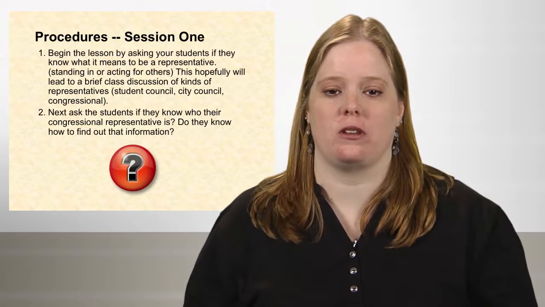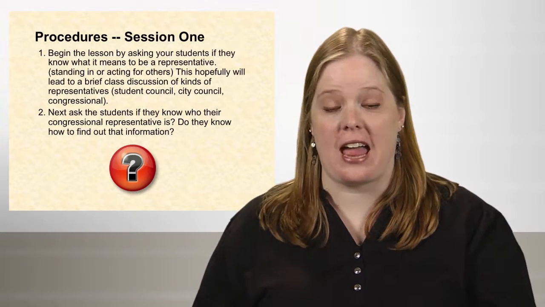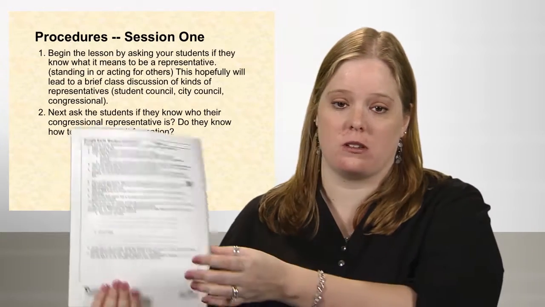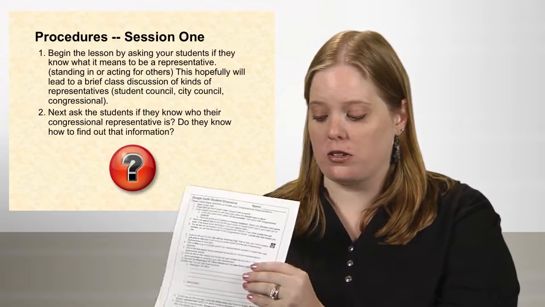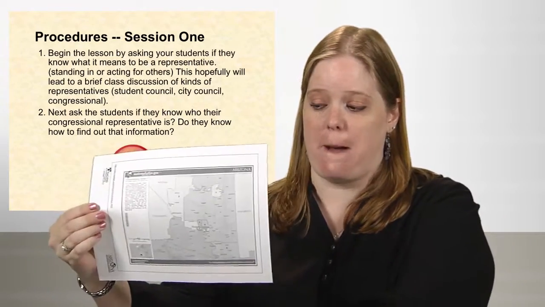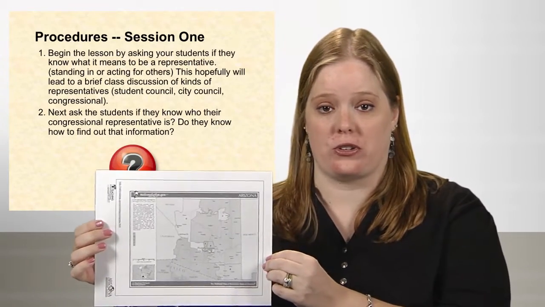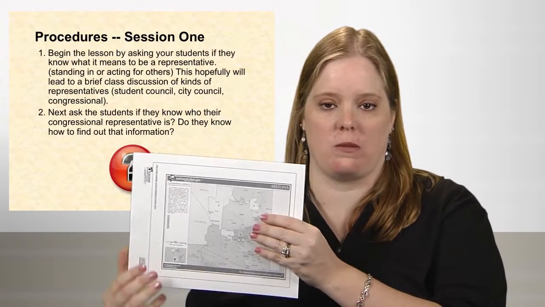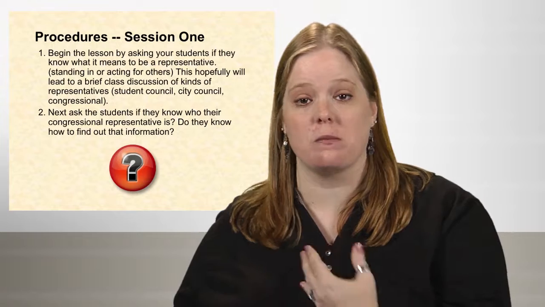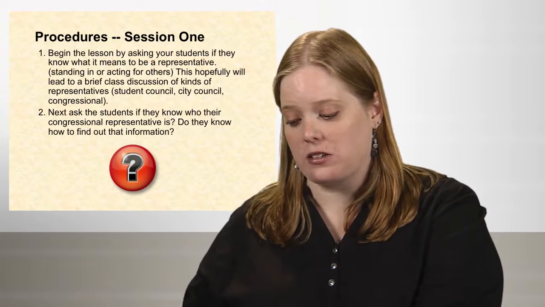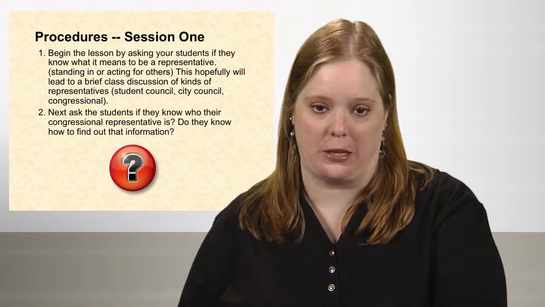Next, you're going to distribute the Google Earth student directions with the National Atlas map. That was the paper I showed you to begin with, this instruction sheet. I've also included Arizona's national map, which shows all of the congressional districts. You can copy this on a single sheet of paper if you'd like. Now, you're going to go to the computer lab and complete the worksheet either as a class or have the kids individually complete them.